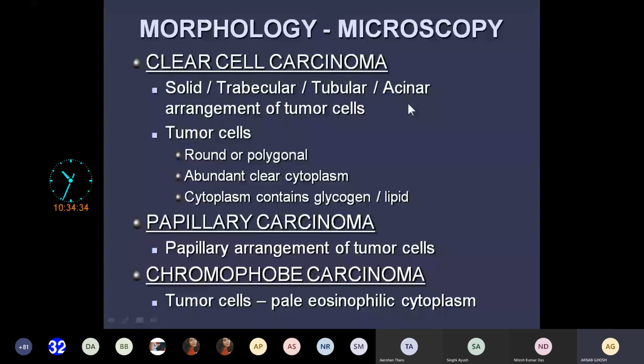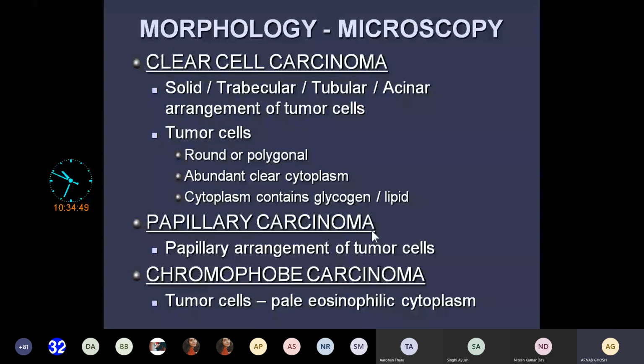Now, next type is papillary carcinoma. As we can make out from the name, papillary carcinoma, so tumor cells will form papillae. Papillae means there will be a central fibrovascular core and around that tumor cells will be arranged.